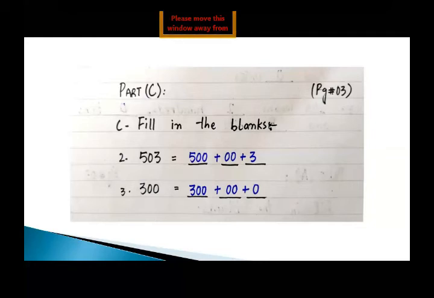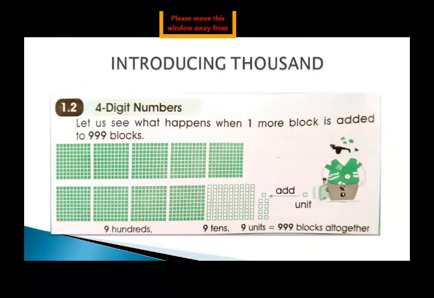You will also solve this exercise in your books. Page number 3, part A, part B, part C. These 3 parts will be done in your book, and please use pencils. Don't use a pen or any marker while solving exercises in your books. Okay, is that clear? Now we are moving to 1000, or simply 4-digit numbers.